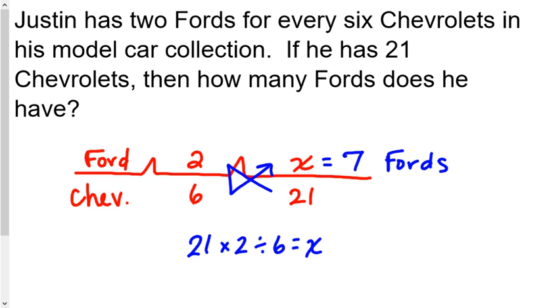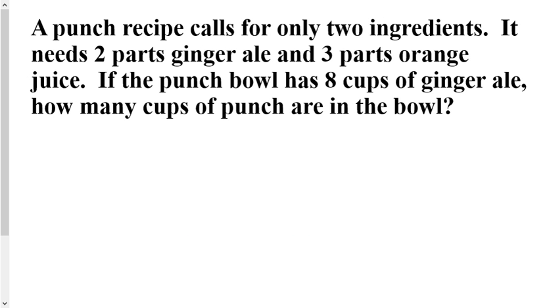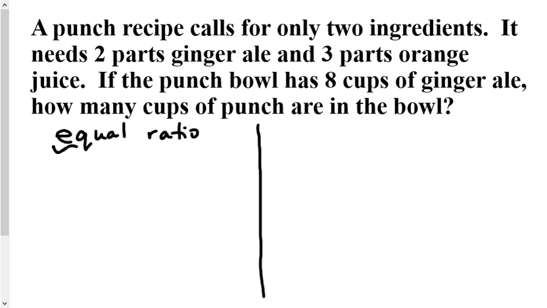All right. Let's look at one last problem together. A punch recipe calls for only 2 ingredients. It needs 2 parts ginger ale and 3 parts orange juice. If the punch bowl has 8 cups of ginger ale, how many cups of punch are in the bowl? We're going to solve this one using 2 methods. We're going to solve it using an equal ratio, and we're going to solve it using a tape diagram. I may throw in a couple more here as well.